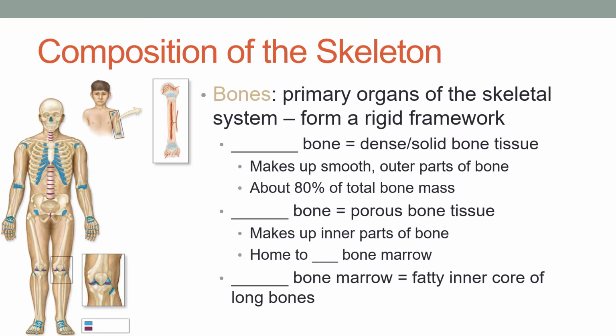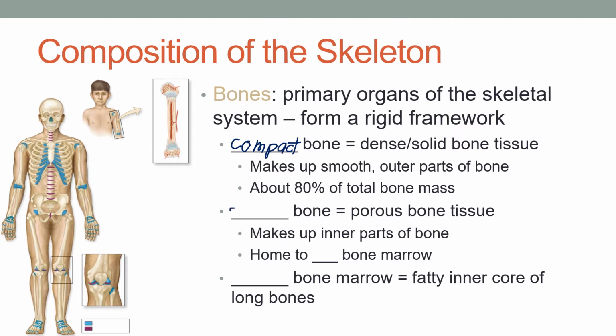Okay, so there are two different kinds of bone. The first is called compact bone, and that makes up the dense, solid outer part of your bone. It's only about 20% of your total bone volume, but it is so compact, so densely packed with hard osseous tissue, that it makes up about 80% of your total bone mass.